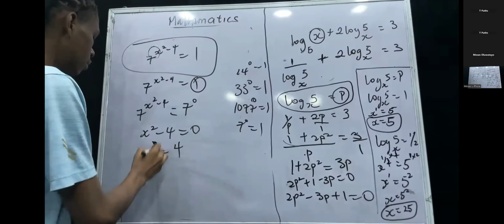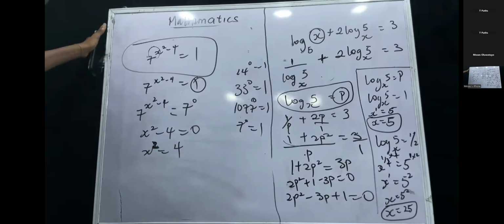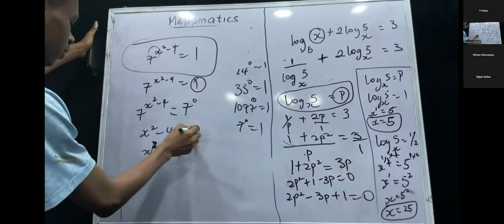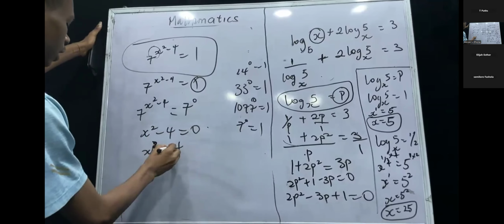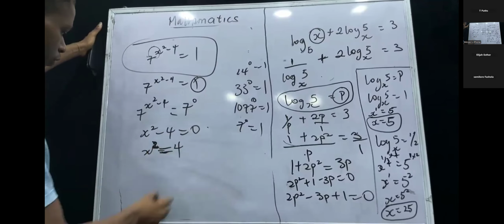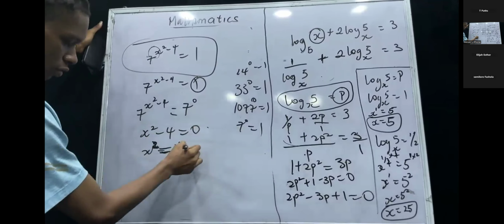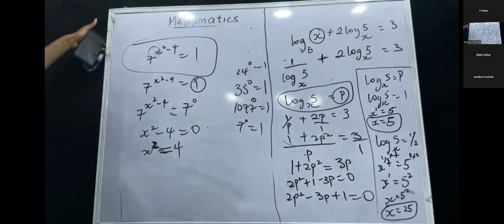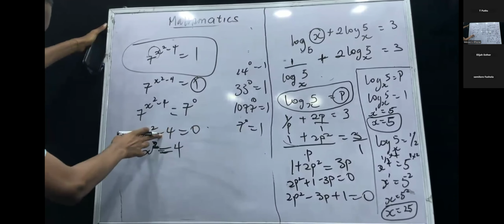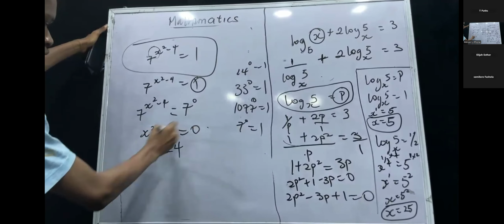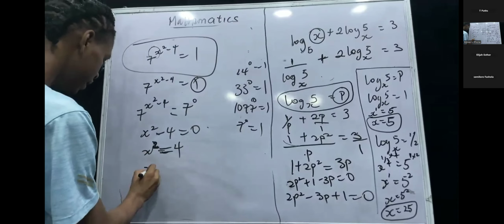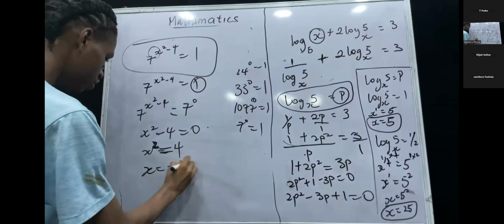So here I can say x squared minus 4 is equal to 0. I can collect like terms and say x squared is equal to 4. What did I do? I brought this 4 to the right-hand side, and because I'm switching sides, the sign is going to change, from a negative sign to a positive sign. So here I can say x is equal to plus or minus the square root of 4.